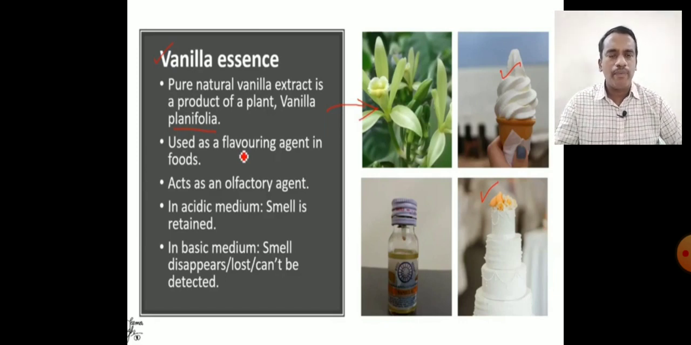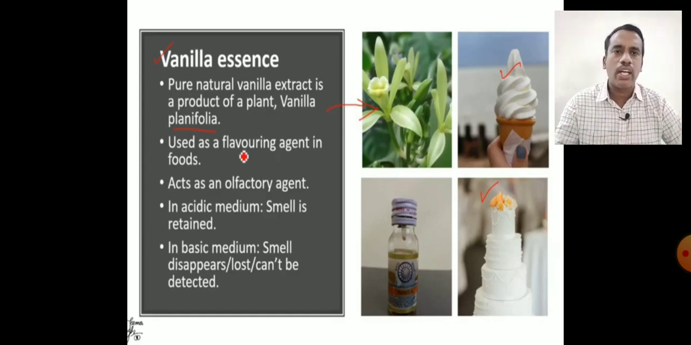So whether it is onion, vanilla essence or clove oil, in all three, in acidic medium they retain their smell, but in the basic medium the smell is lost. Using these three, we observe the smell in acidic medium but not in basic medium. Hence these are used as olfactory indicators. This is all for today's session, children. Next we will come across the remaining properties of acids. Thank you.